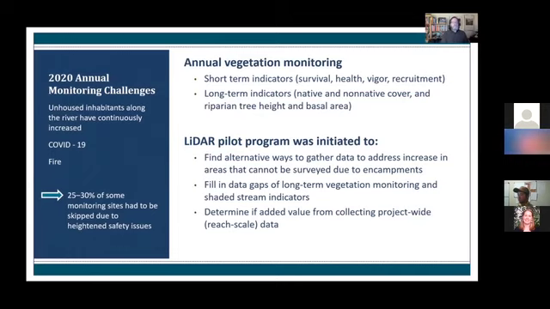As mentioned, the adaptive management program requires monitoring annually at a variety of sites. For vegetation components, there are short-term indicators such as plant survival, health, vigor, and recruitment. And there are longer-term indicators such as native versus non-native cover and riparian tree height and basal area.